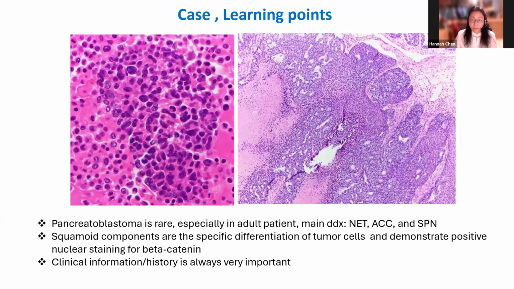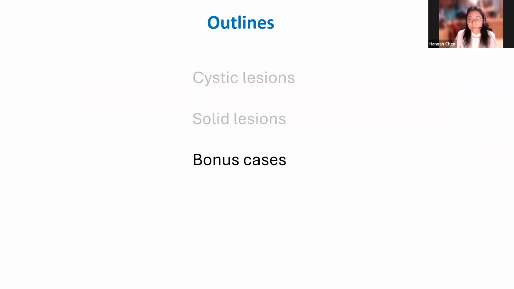So the learning points for these two cases: pancreatoblastoma is rare, especially in adult patients. Main differential diagnoses include ACC, NET, and SPN. Squamous components are the specific differentiation of tumor cells and demonstrate positive nuclear staining for beta-catenin. Always, clinical information is very important.